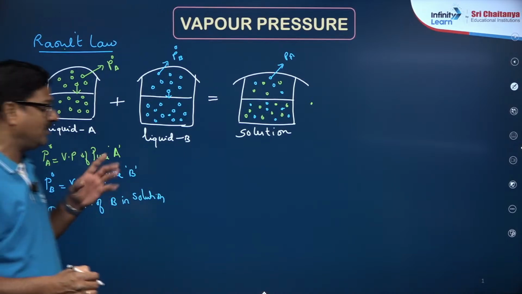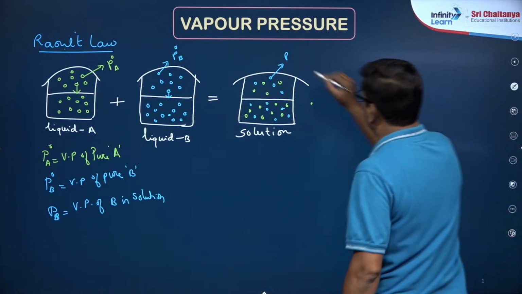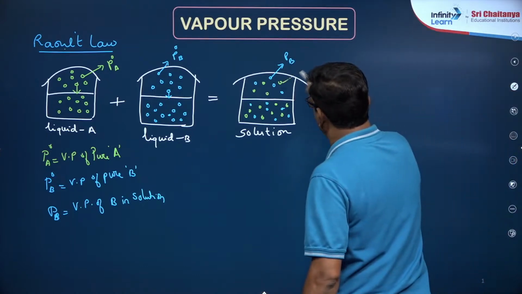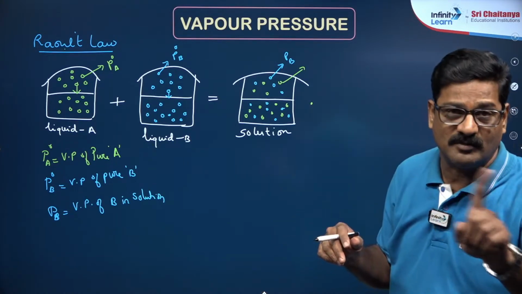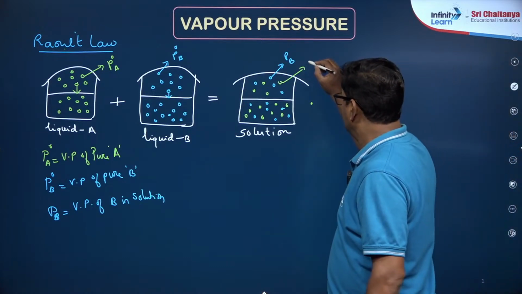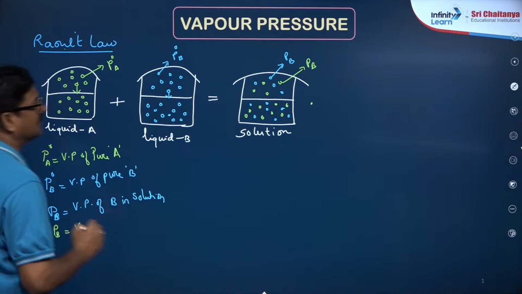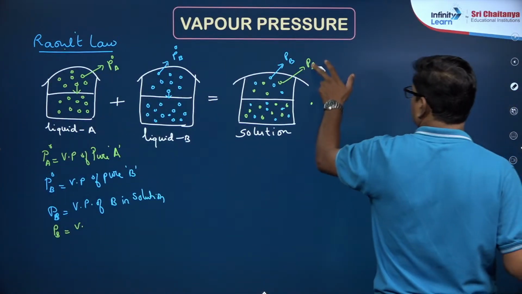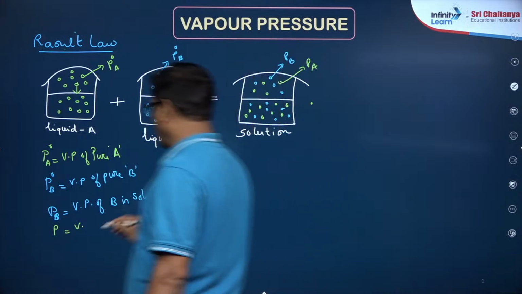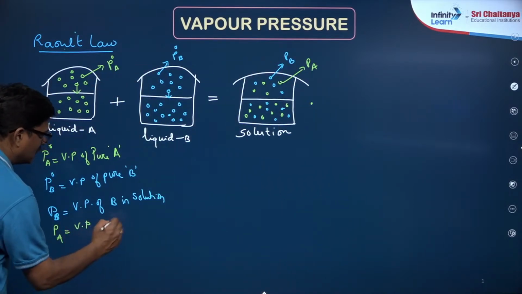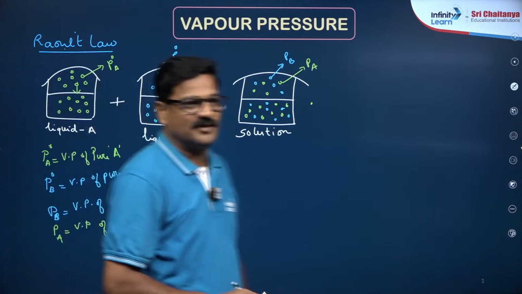When it is in solution, then you have to say PA and PB. This will be your color denomination. If you understand, both are volatile. Volatile means they can evaporate, non-volatile means they cannot evaporate. So this is PB, the vapor pressure, and this is PA. PA stands for vapor pressure of A in solution. Green is A and blue is B. Okay, don't worry about that.